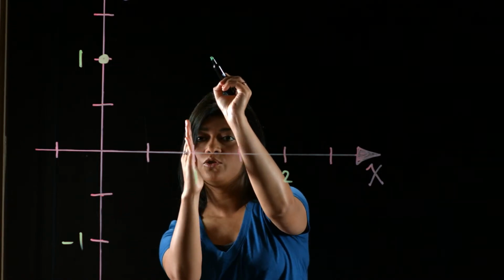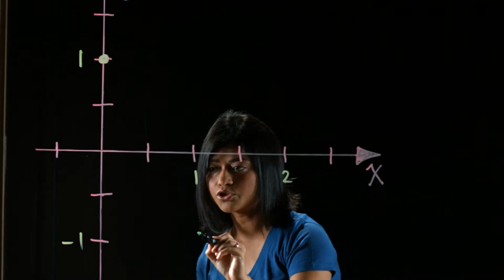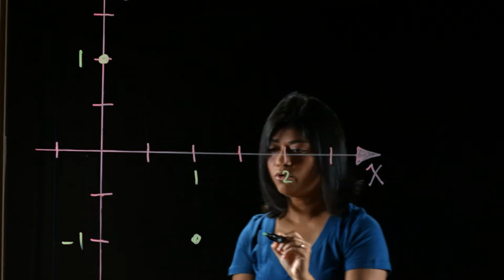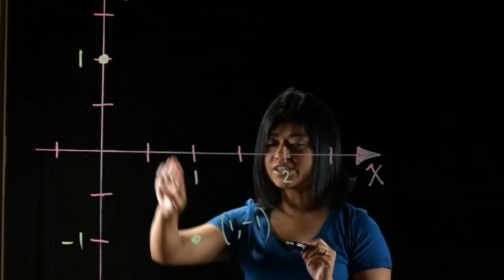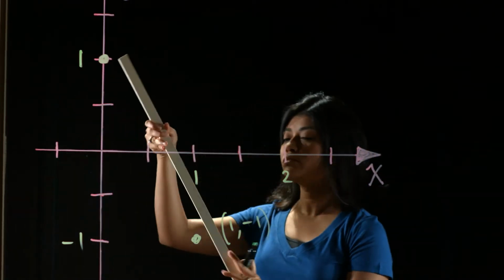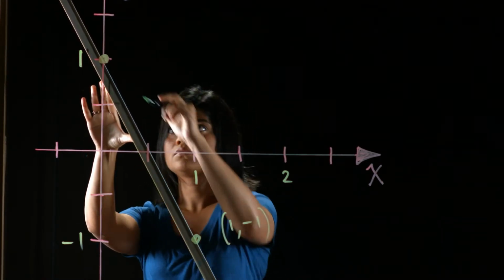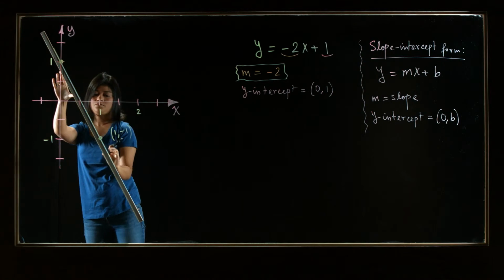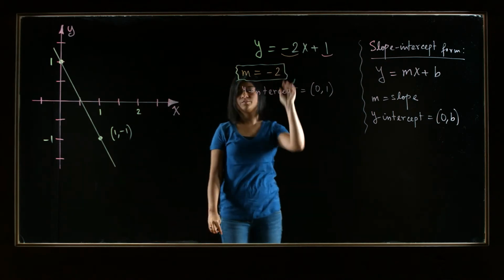So, in other words, if the line moves 1 unit to the right, it should fall 2 units. So, moving 1 unit means going to x equals 1. Falling 2 units means 1, 2. It should be falling right here. So this should be a point on the line, and that point is (1, negative 1). As soon as you have 2 points, you can draw a unique line through them. So let's do that. So this should be the line. This should be the graph of the line given by this equation.